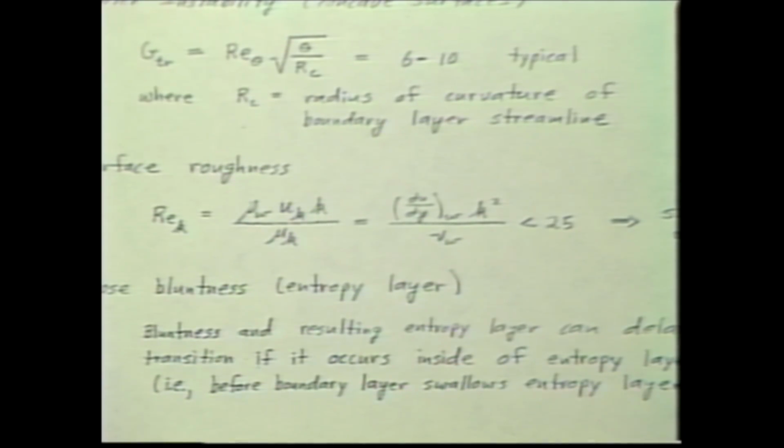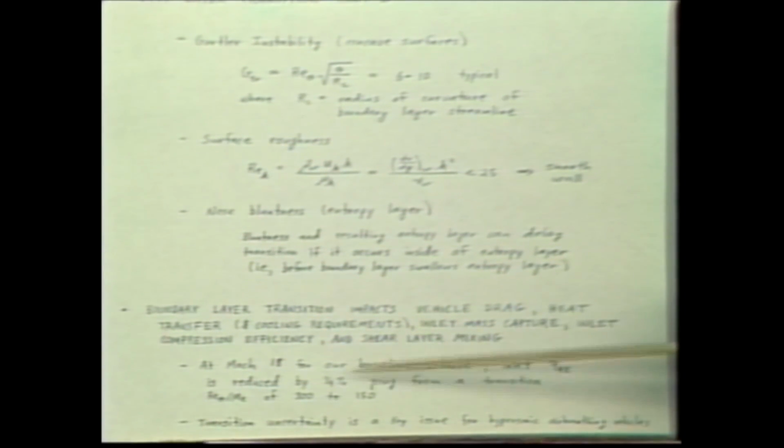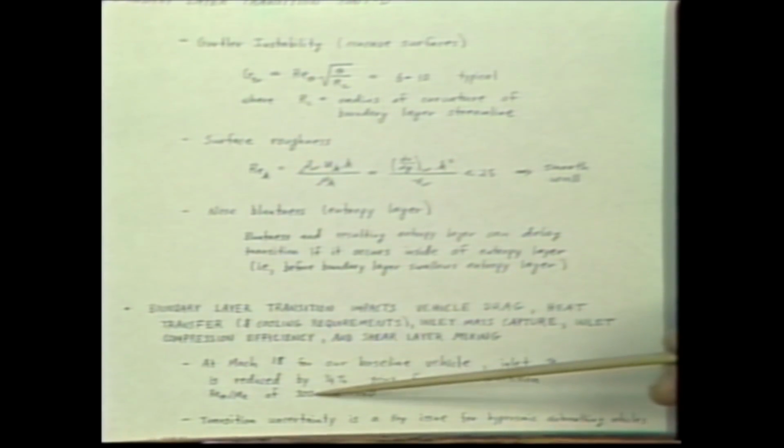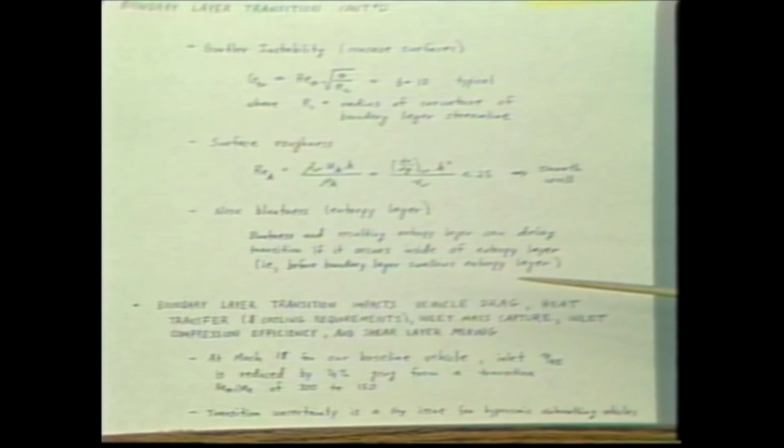Boundary layer transition impacts a number of things on the plane: drag, heat transfer, and going from a value of 300 of Re theta over M to 150, for instance, changes our inlet efficiency by 0.25%. And as indicated earlier, 0.25% is quite a bit.